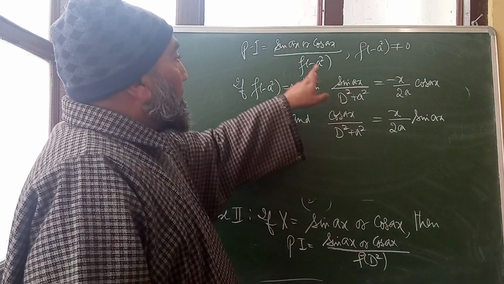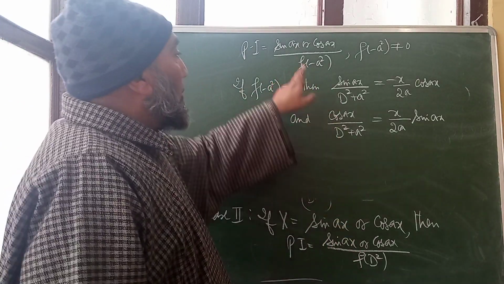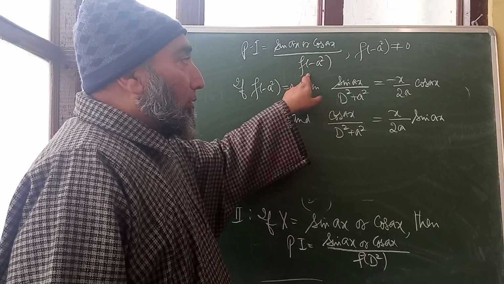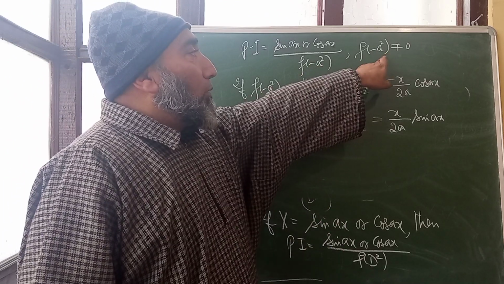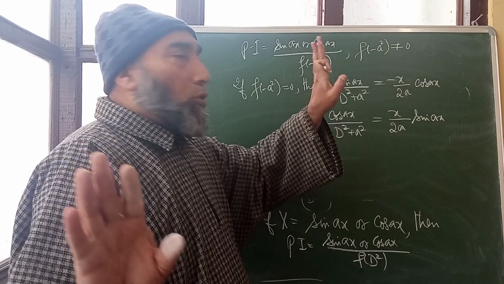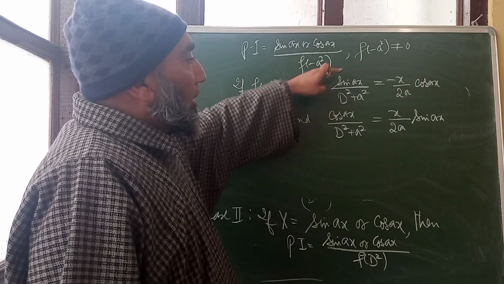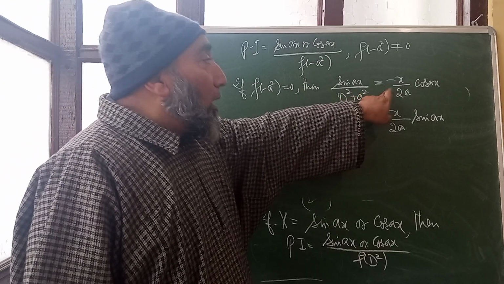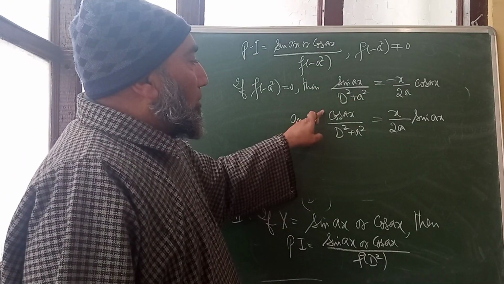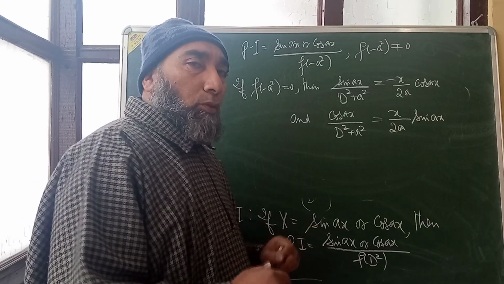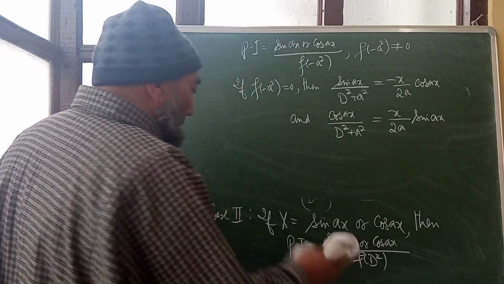Now, for that, you have to replace D square by minus a square. If f of minus a square is not equal to 0, then there is no problem. But if f of minus a square is 0, then you have to use these formulas. Sine upon D square plus a square is minus x by 2a cos, and cos upon D square plus a square is x by 2a sine. I will be explaining it.